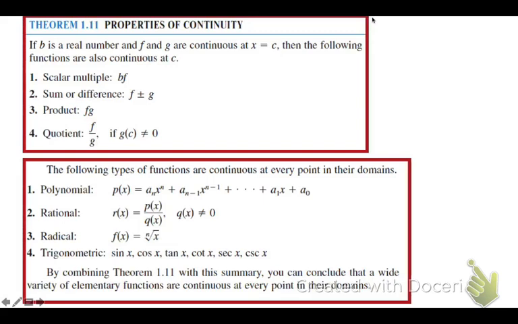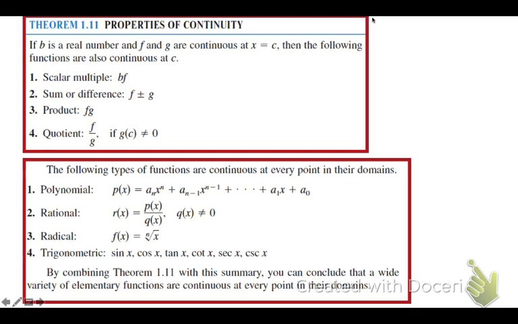Okay, so theorem 1.11, properties of continuity. All it says is if B is a real number and F and G are continuous at C, then the following functions are also continuous. All it's saying is if F and G are both continuous, then when I do the math, it's what? Continuous. That's it. Okay, so number one says if I multiply by a scalar, it's still continuous.